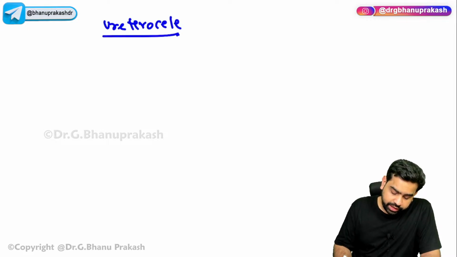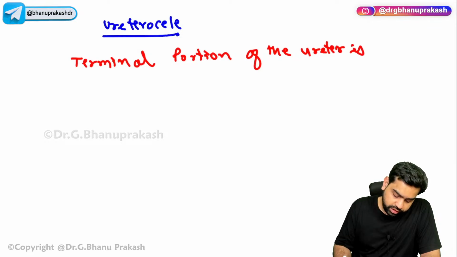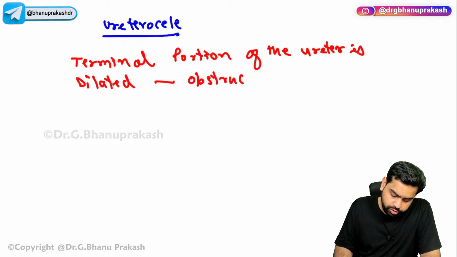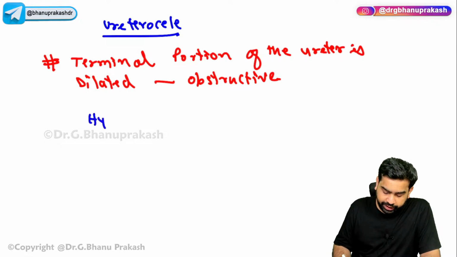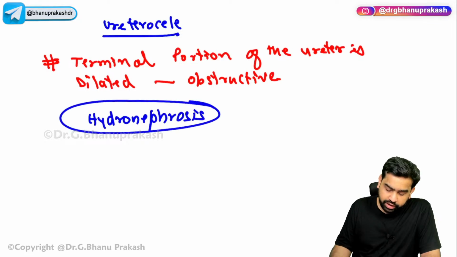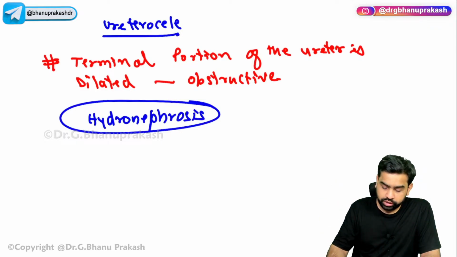In the ureterocele, the terminal portion of the ureter is dilated, and sometimes it is obstructive. Because of this, the patients have hydronephrosis. In the ureterocele, the terminal portion of the ureter, which is opening into the urinary bladder, is dilated and obstructive, and because of this, the patients are having hydronephrosis.